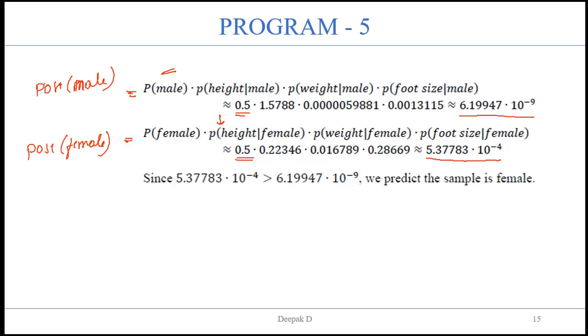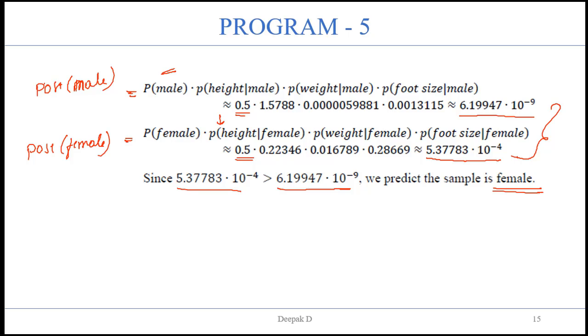So when I compare these two values, here 5.37783 into 10 to the power minus 4 is greater than this value. So hence we predict that the test sample belongs to the female class. This is how we compute using Gaussian Naive Bayes. I think you have understood this clearly.